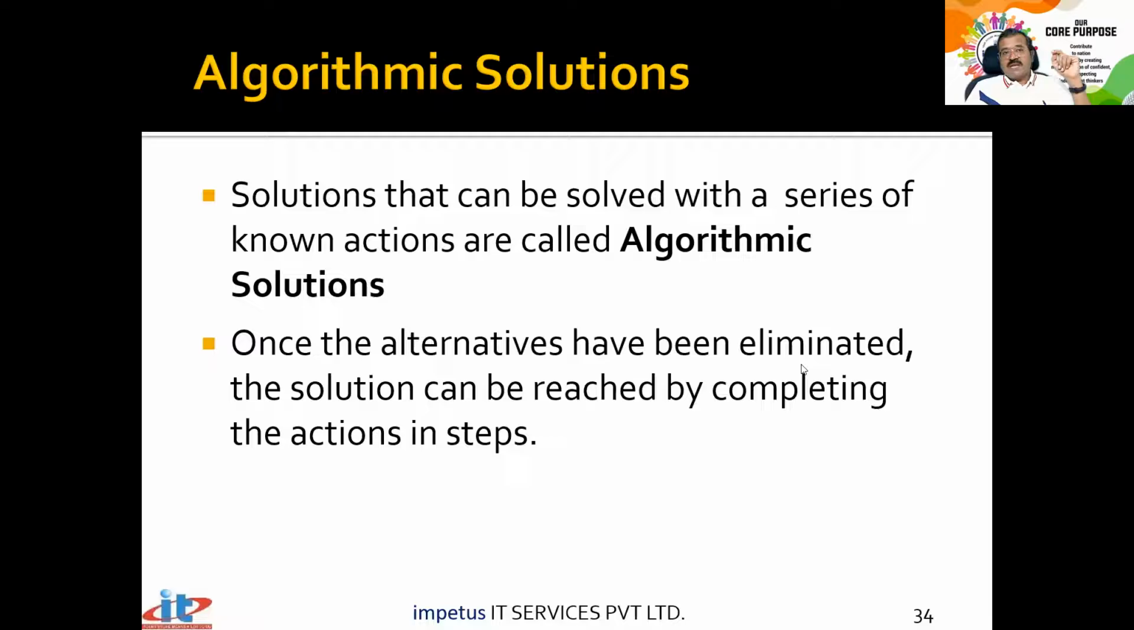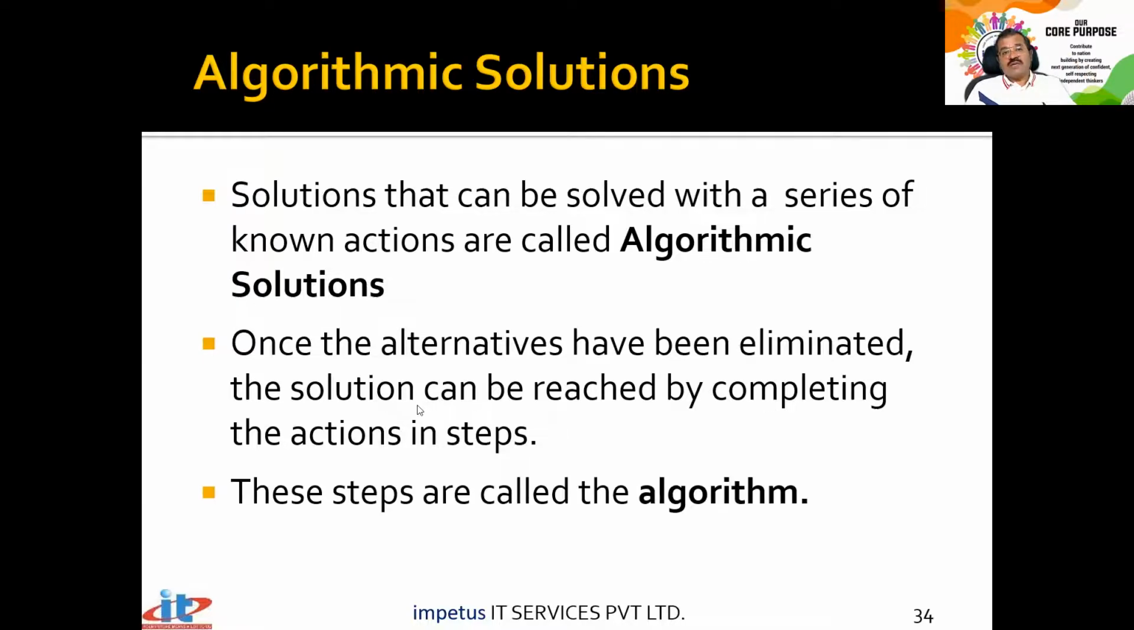Once an alternative has been eliminated, the solution can be reached by completing the action steps. There are two different ways of doing it, but you decided this technique is better than the other one. The one you have selected, you just follow it step by step. You are guaranteed to have the right answer, a solution which is working, or you will overcome your difficulty. The step-by-step operations that you perform to solve that particular problem are nothing but the algorithm that you have created.